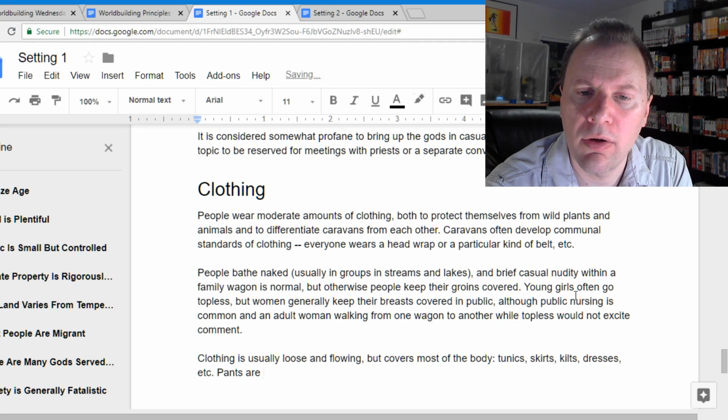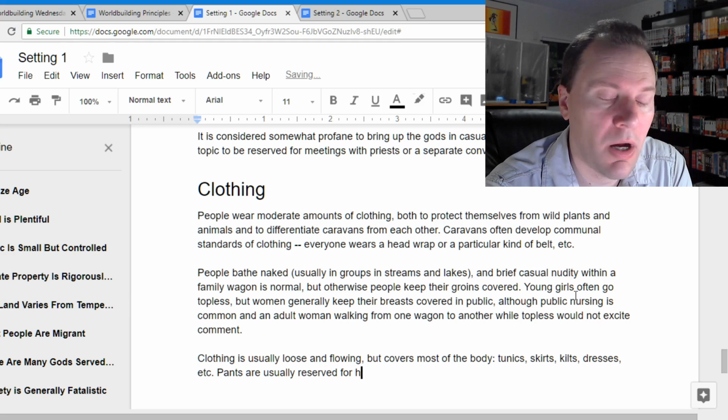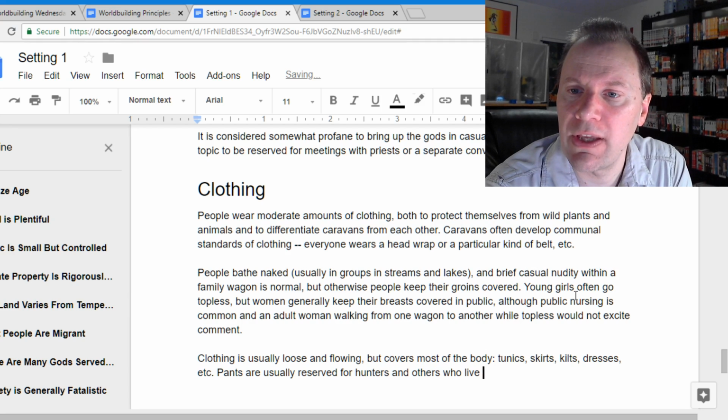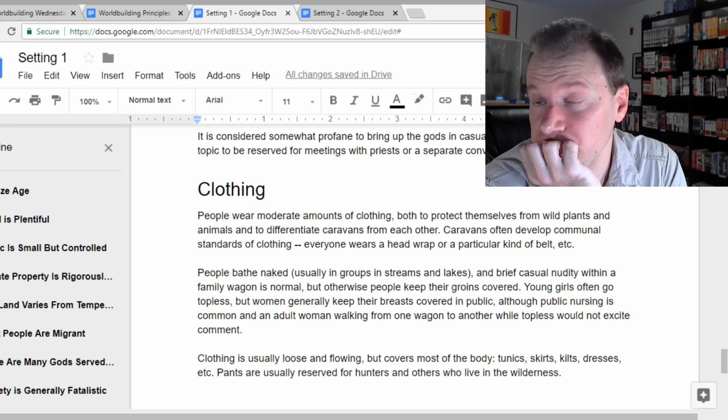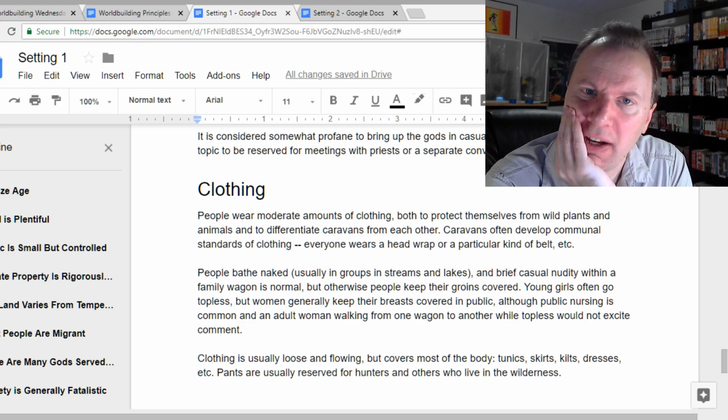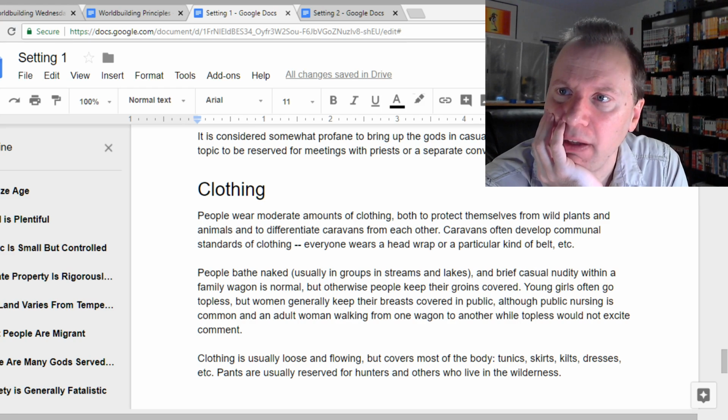Pants are usually reserved for hunters and others who live in the wilderness. And then again, you've got kind of shirts and normal stuff like that.